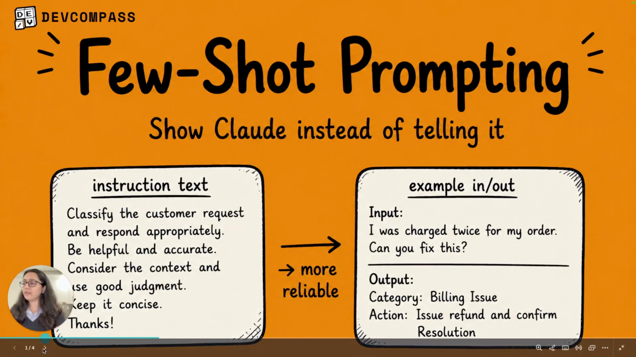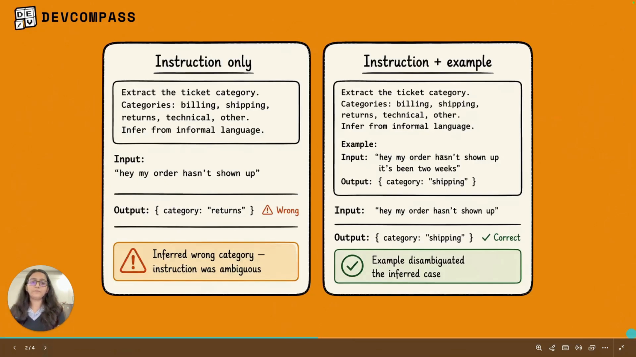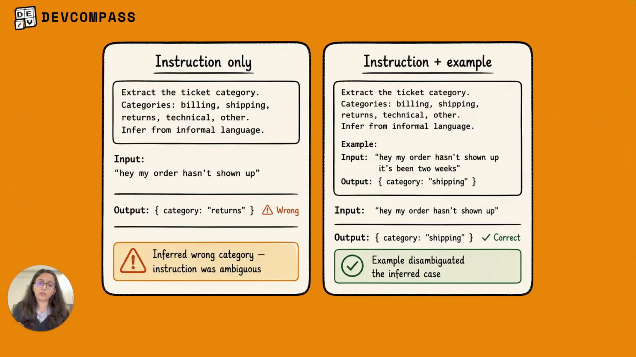So let's look at this. What happens when it's instruction only, and what happens when it's an instruction plus example? Let's say we say: extract the ticket category from the customer's message. Categories: billing, shipping, returns, technical, other. Infer from informal language. That's a reasonable instruction. Now look at the result below it.